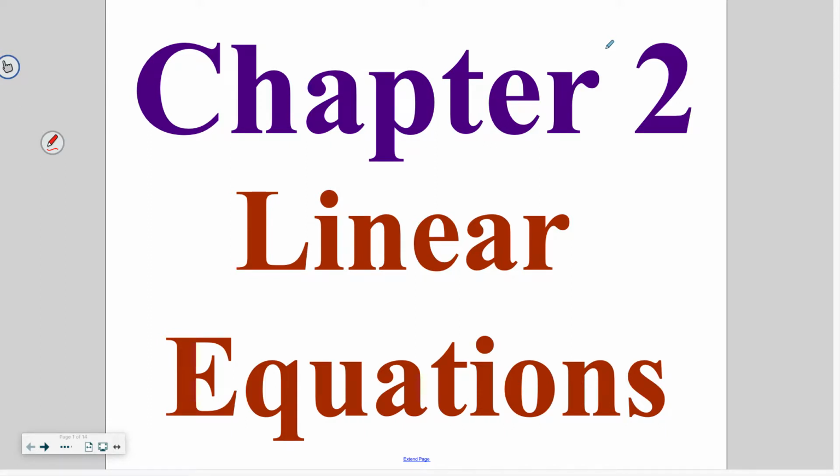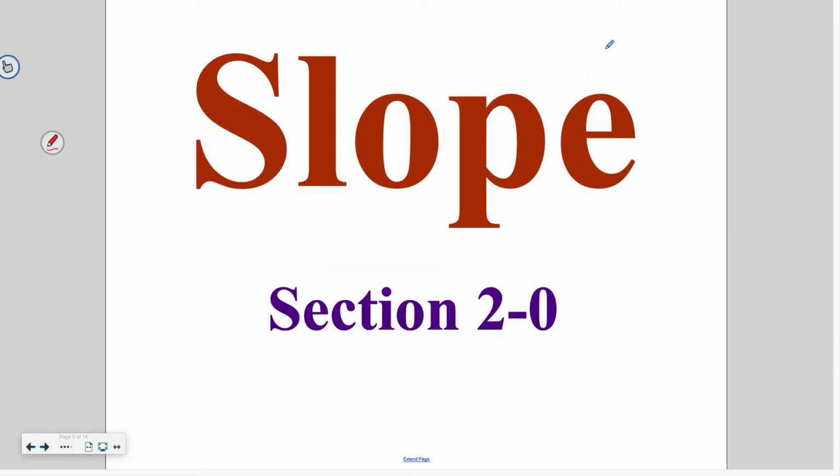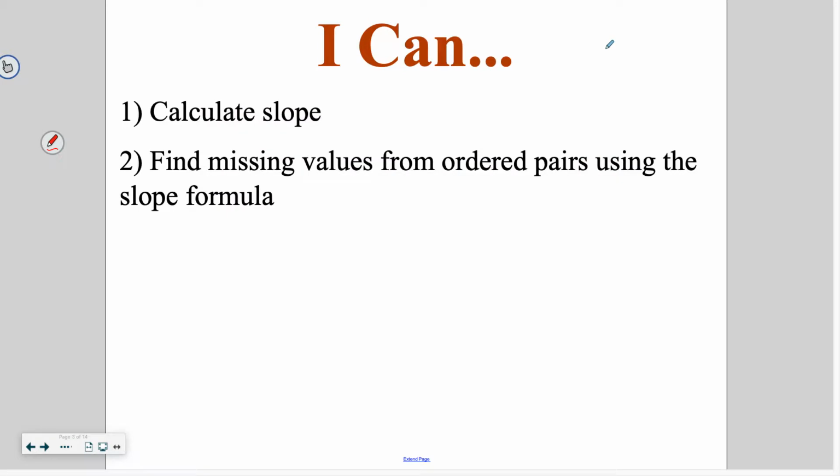Today we will be starting Chapter 2, which focuses on linear equations. We are going to add in an extra section before the book actually picks up. So this is going to be section 2.0, and it is going to be talking all about slope, which is going to be a very important concept that we're going to use for all of our linear equations in Chapter 2. So by the end of the lesson, you will be able to calculate slope and find missing values from ordered pairs using the slope formula.